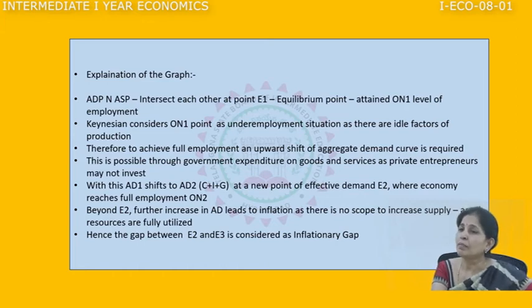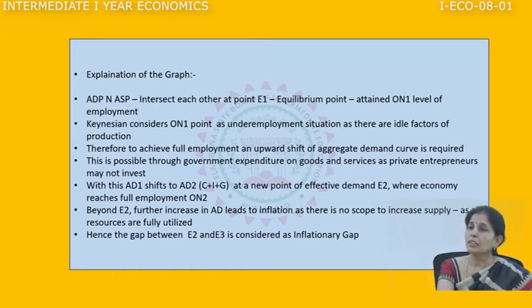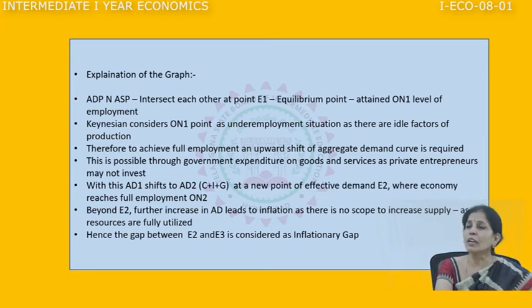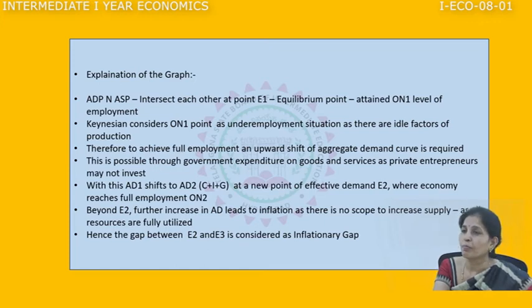Aggregate demand price and aggregate supply price intersect each other at point E1, which is the equilibrium point. And at this particular point, we have ON as the level of employment. But here, ON, as I said, is a situation of underemployment. We still have some of the resources which are idle. Therefore, to achieve full employment, we have to have a shift in the aggregate demand curve. And only this is possible.